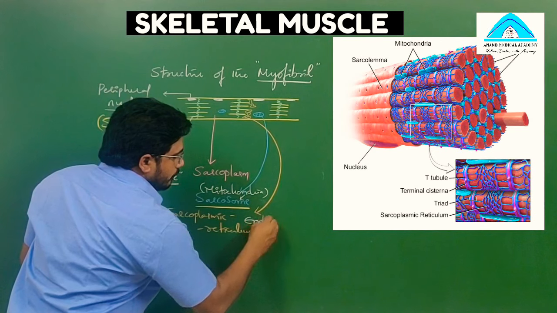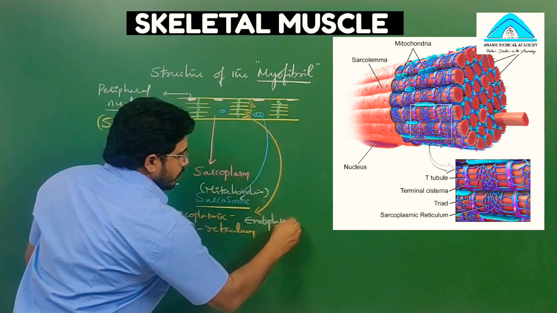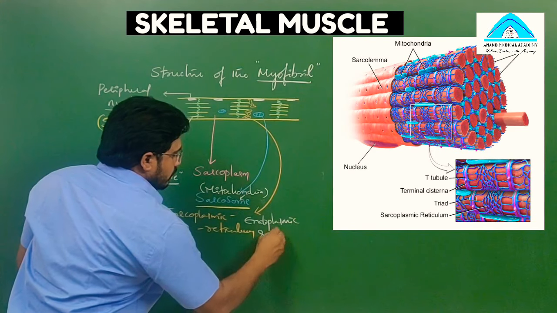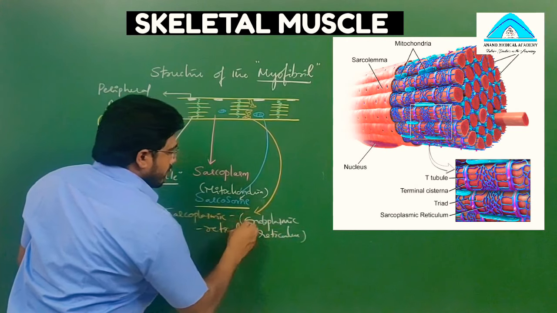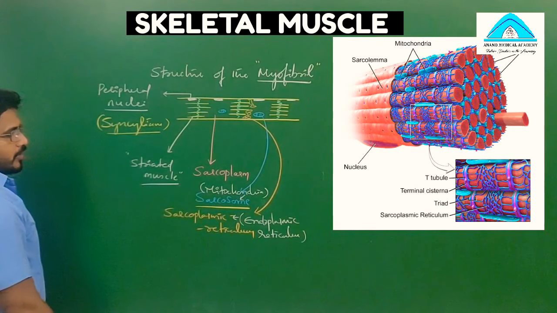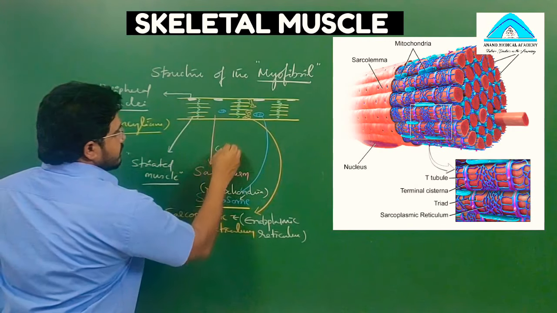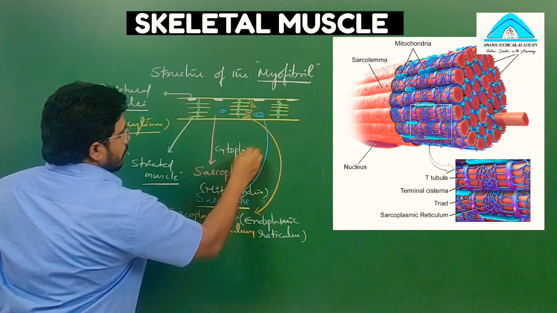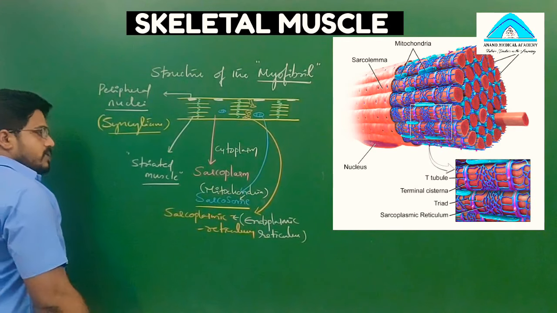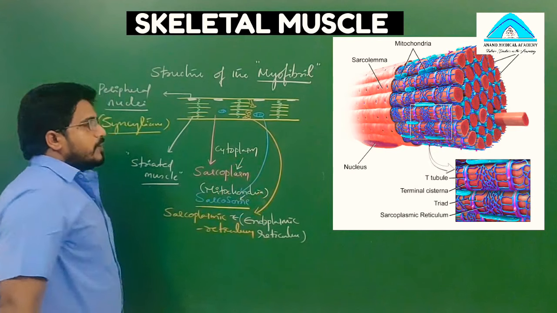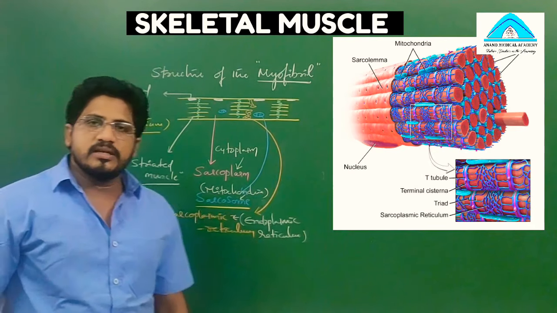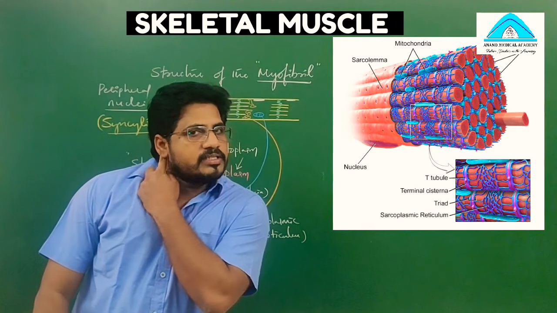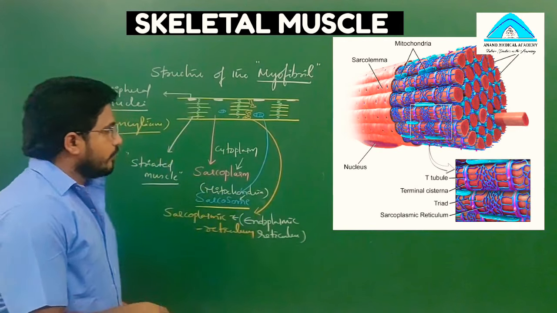Endoplasmic reticulum is considered as sarcoplasmic reticulum, and cytoplasm or protoplasm of the muscle is considered as sarcoplasm. These are the important characteristic features. If you know them now, in the further sessions you will feel very comfortable.